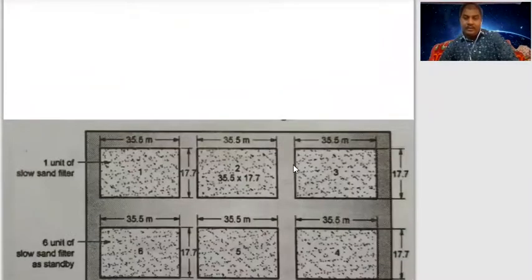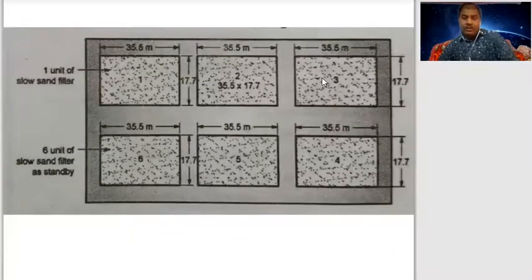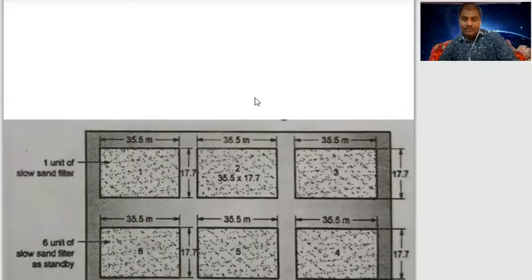Okay, this is the diagram for which we have to design the slow sand filter. Here units number 1, 2, 3, 4, and 5 are in use, and 6 is the standby unit. Also I mention here the length of the filter is equal to 35.5 meter and width equal to 17.7 meter. Okay, this is the design for university exam purpose.